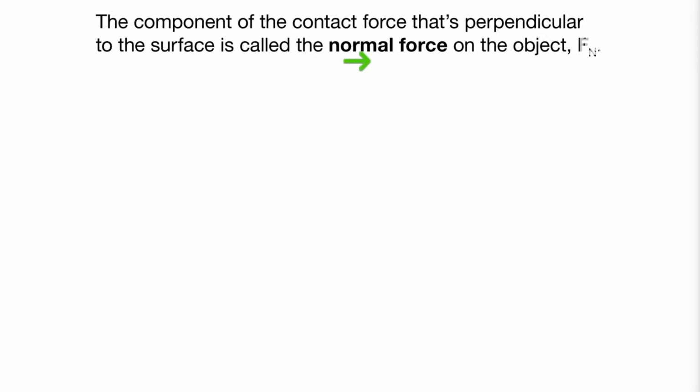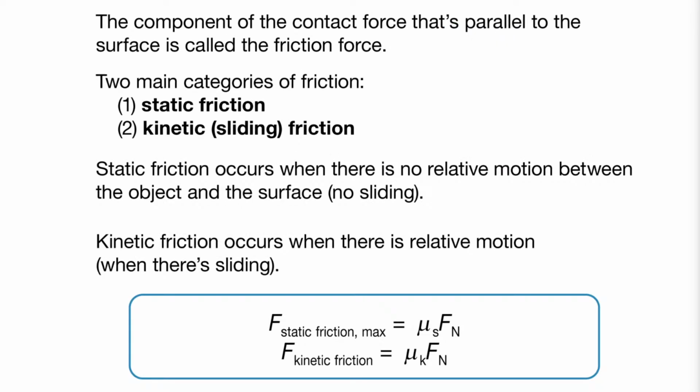And notice the choice of words. It's called the normal force because this force is always perpendicular to that surface. And those words, normal and perpendicular, mean the same thing. So this is one example of a contact force. Another example is friction. And we have that here.